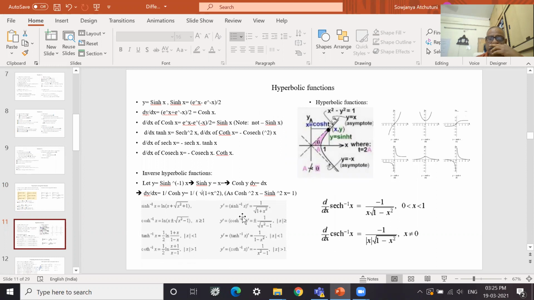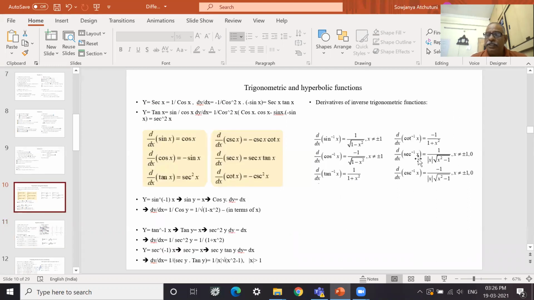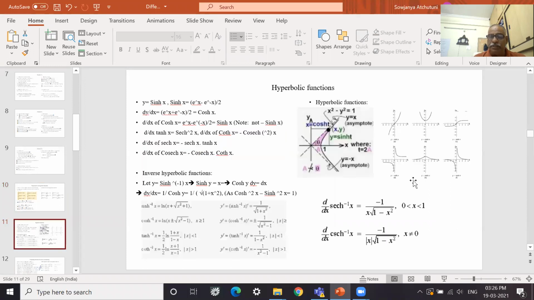Now let us see sech inverse x. Sech inverse x has derivative minus 1 by x root 1 minus x squared. You see, sec inverse has x root x squared minus 1. Here, if it is x root 1 minus x squared, then it is sech inverse x. Minus 1 by x root 1 minus x squared is also cosech inverse x. These two are almost the same. Whenever you write this, x should be less than 1, because 1 minus x squared should be positive, so that we don't get imaginary values.